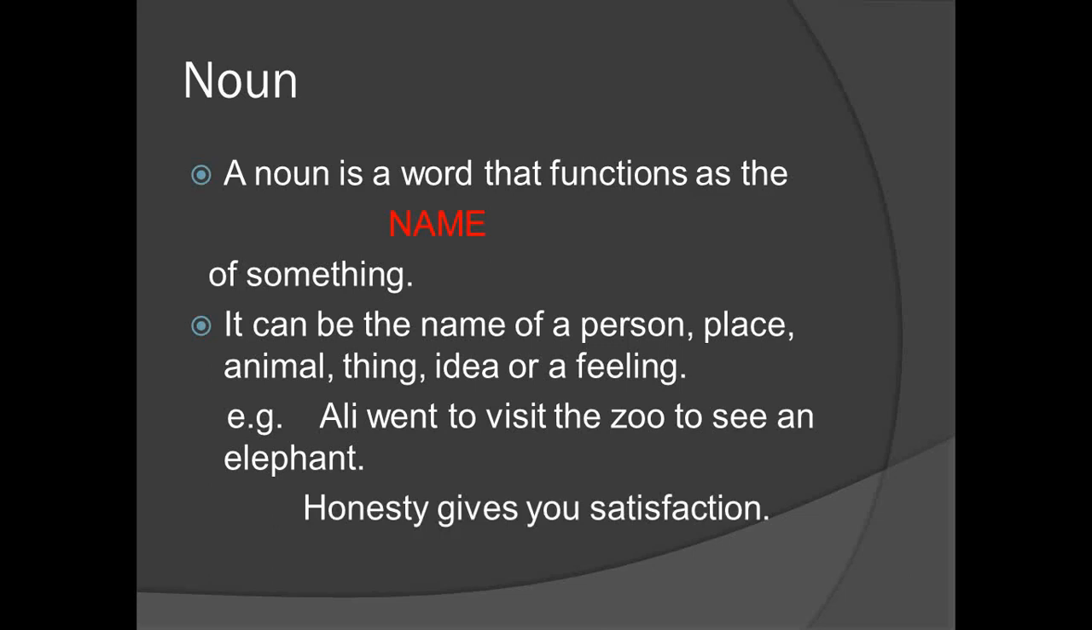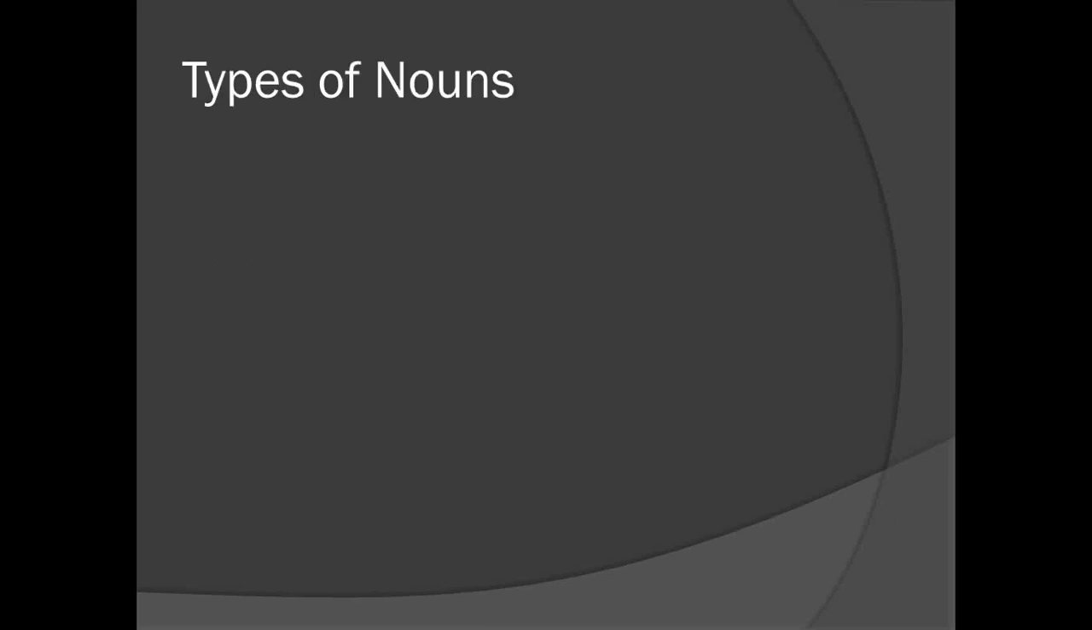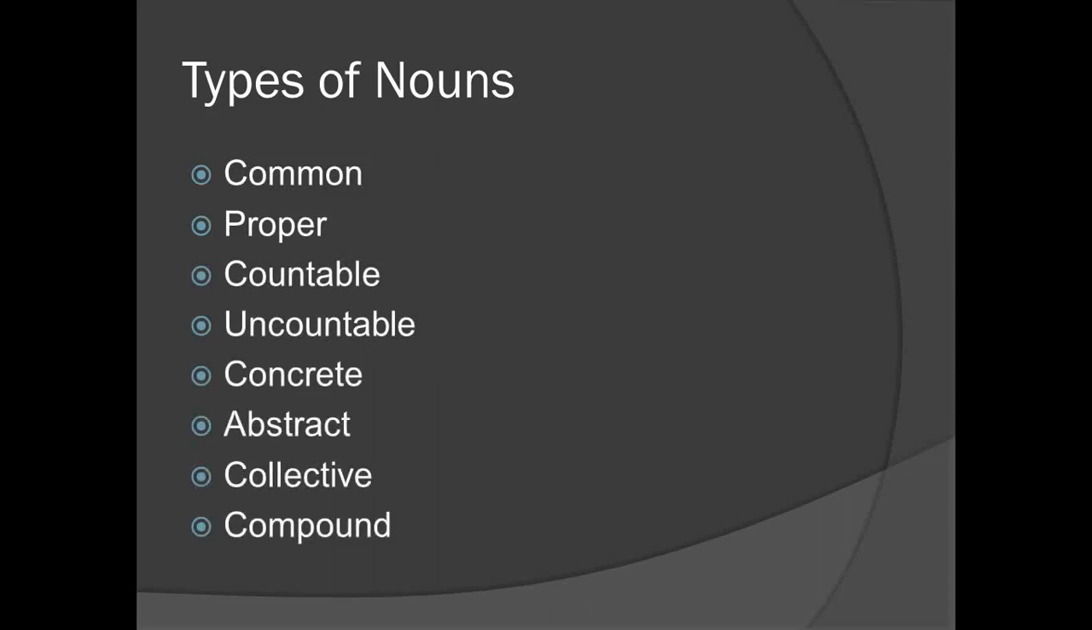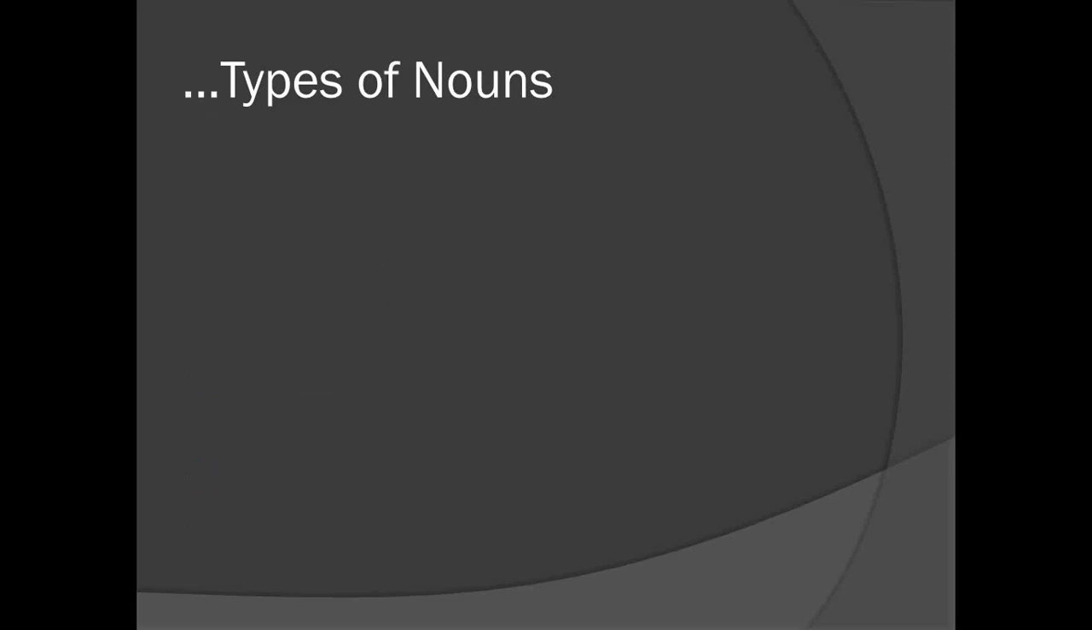In the next sentence, honesty gives you satisfaction. Can you identify the nouns in this sentence? Yes, honesty and satisfaction are the nouns in this sentence. Look at the types of nouns we have. We have common nouns, proper nouns, countable and uncountable nouns, concrete and abstract nouns, collective nouns, and compound nouns. We will look at each of them one by one briefly with examples.